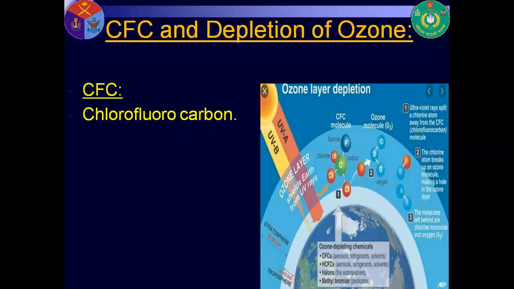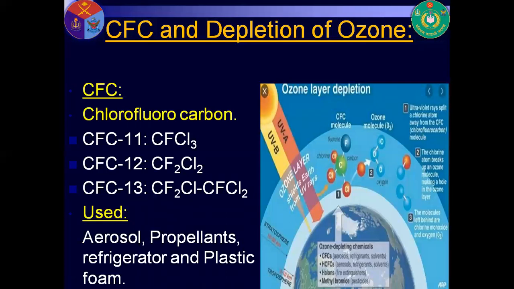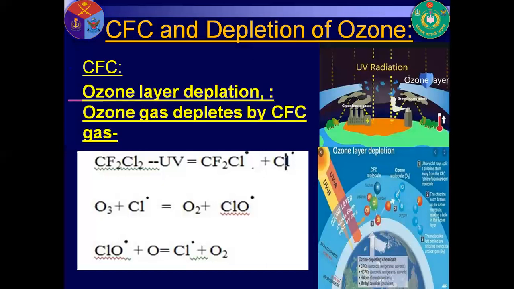Finally, CFC and the ozone layer. CFC, chlorofluorocarbon. There are several types of CFCs present: CFC-11, CFCl3; CFC-12, CF2Cl2; CFC-13, CF3Cl. These CFCs are produced in the environment and create depletion of the ozone layer. These gases are used in aerosols, propellants, refrigerators, and plastic foam. So their use must be reduced. Depletion of the ozone layer: the ozone layer is depleted by CFC.